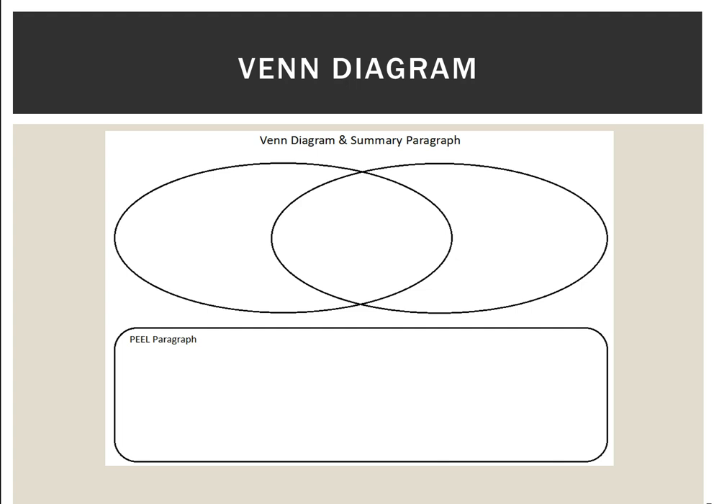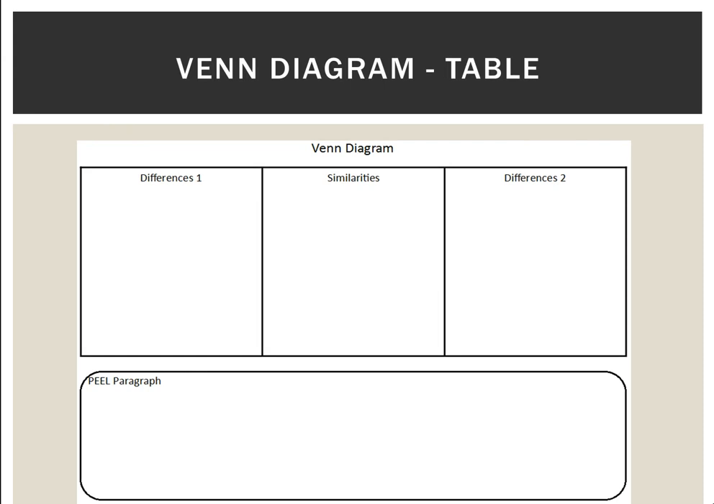The Venn diagram. Now we have a couple here. We've got this one which is just with the circles, and you can see the PEEL paragraph underneath. And the next one is little boxes. So they're all the same. It's basically similarities in the middle and the differences for either of the things that you're comparing on the side.